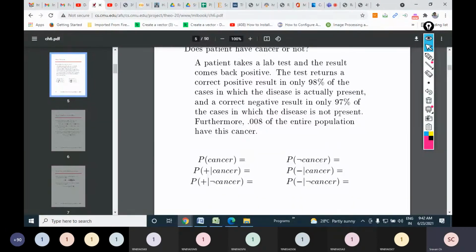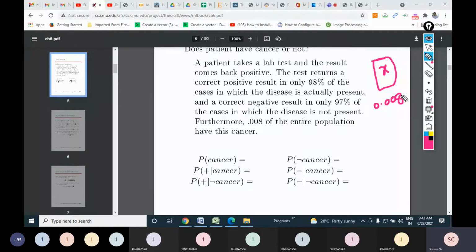Irrespective of the percentage of positive and percentage of negative, suppose this X is my total population. Out of the total population, 0.008% of people have cancer. Who exactly is that person? I don't know, but out of my entire population, 0.008 will have cancer. That is there in the question.